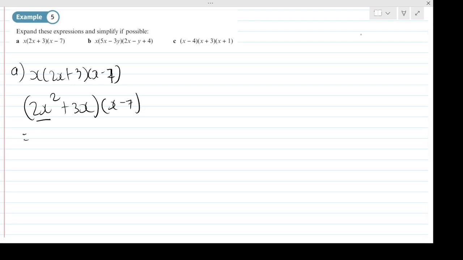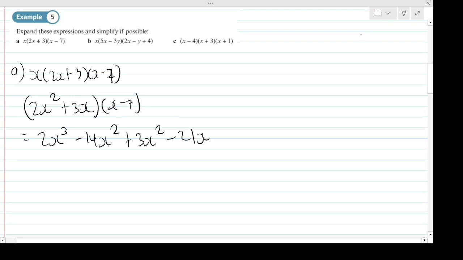And again, let's do the first term, then times it by every term in the second one. So firstly, 2x squared times x is going to be 2x cubed. Then we're going to have 2x squared times minus 7 will be minus 14x squared. And then we're going to have this 3x here. So then 3x times x is plus 3x squared. Then 3x times minus 7. That's going to be minus 21x. Okay, remember because 3 times minus 7 is minus 21.